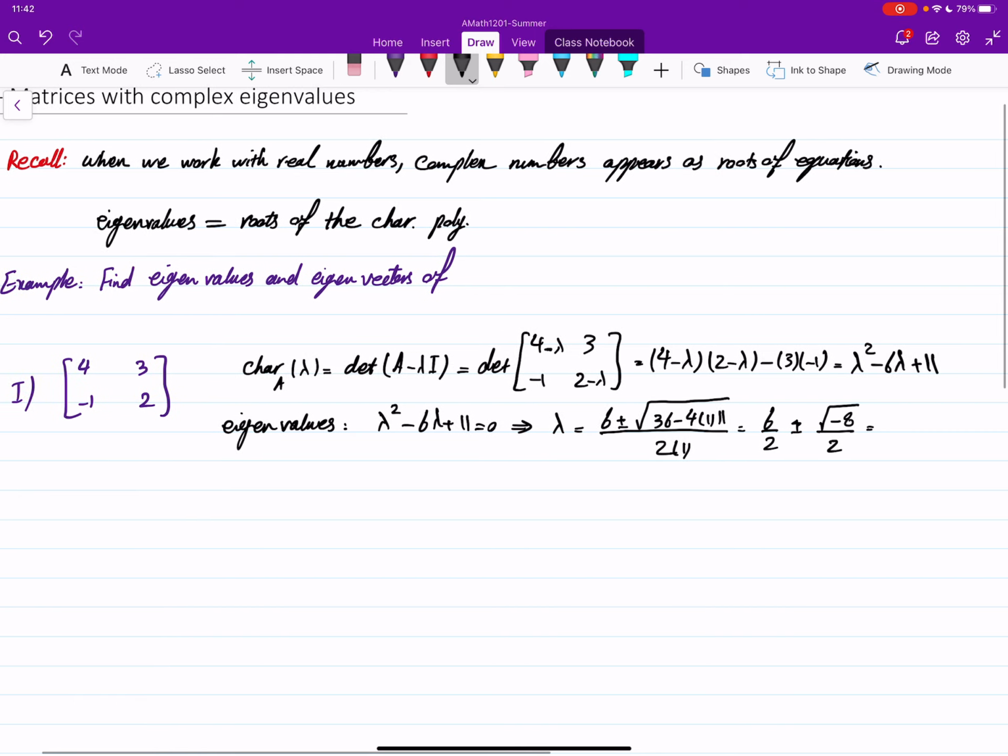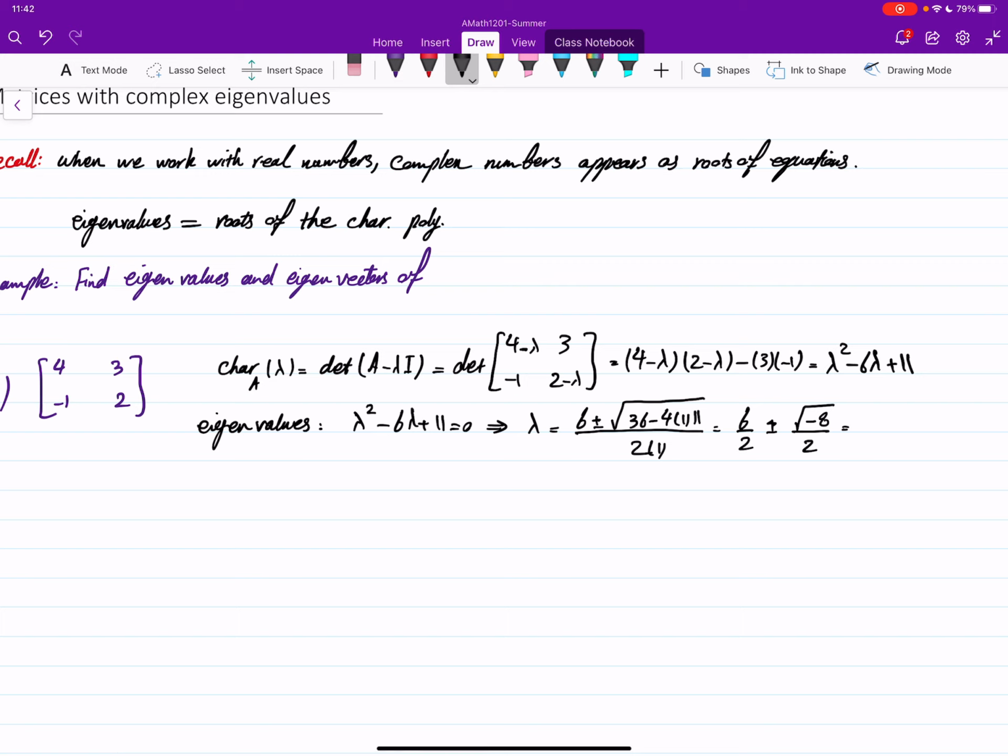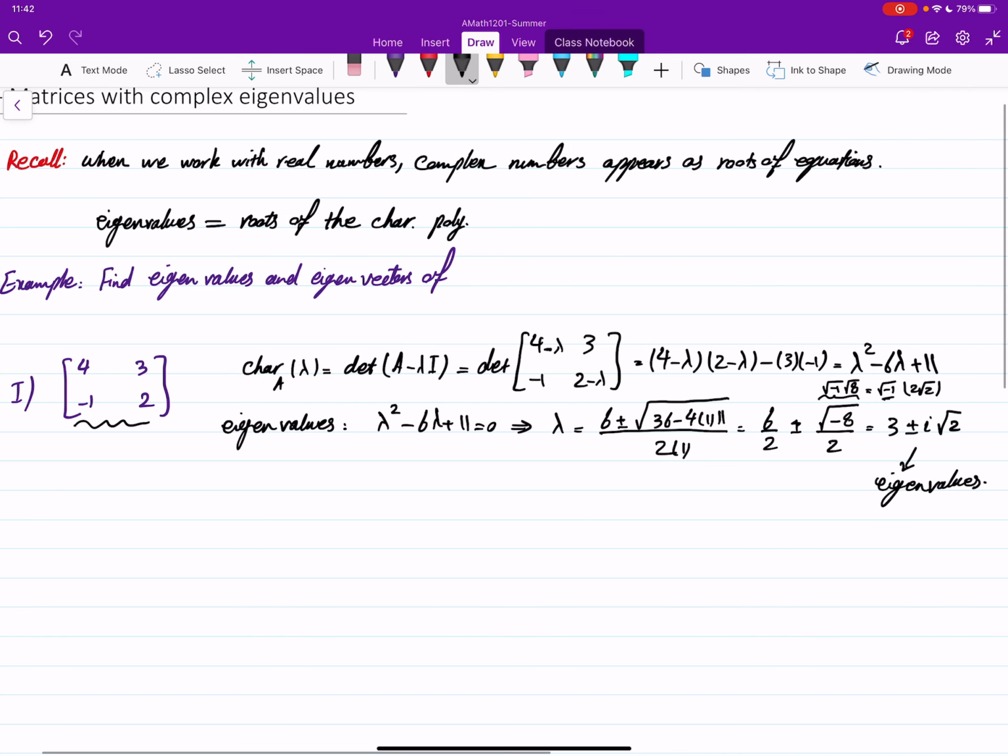Minus 8 is not a real number, but you can write it as root negative 1 times root 8, which is the same thing as writing i times 2 root 2. Then you cancel that 2, so you get 3 plus or minus i root 2. These are the two eigenvalues. The entries were real, but the eigenvalues are complex.